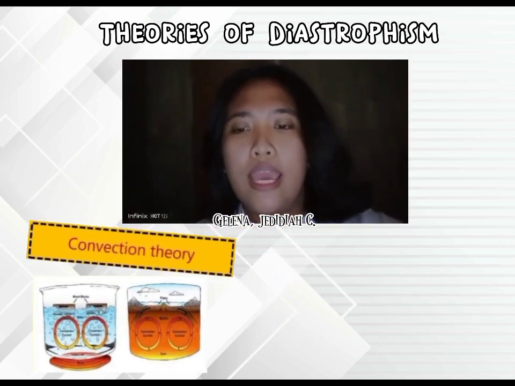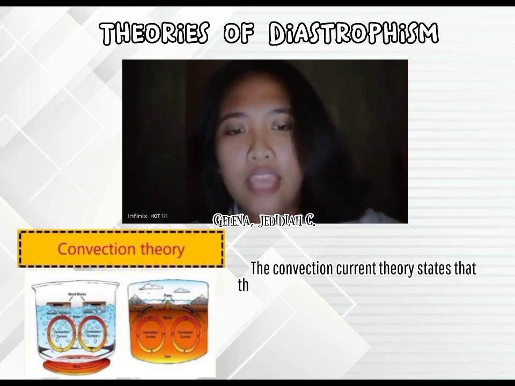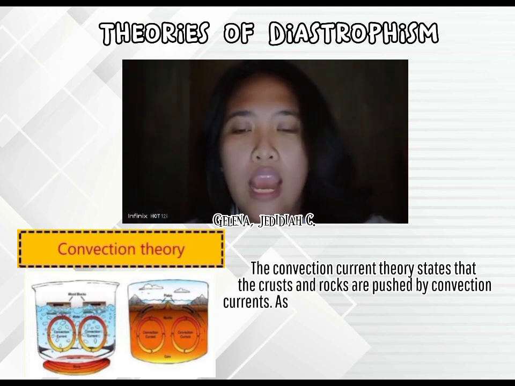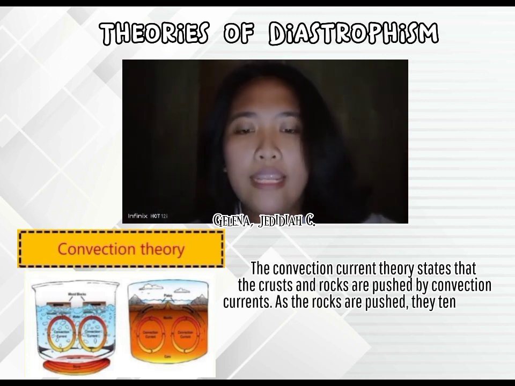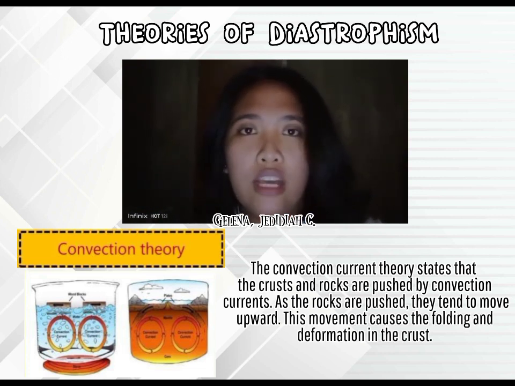Convection theory. The convection current theory states that the crust and rocks are pushed by the convection currents. As the rocks are pushed, they tend to move upward. This movement causes the folding and deformation in the crust.